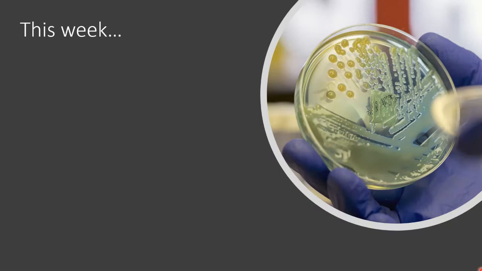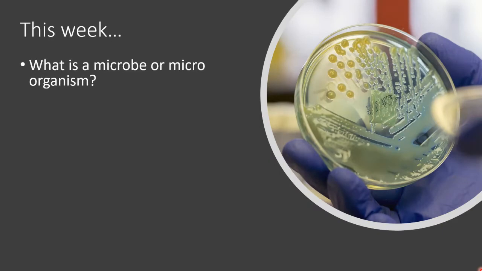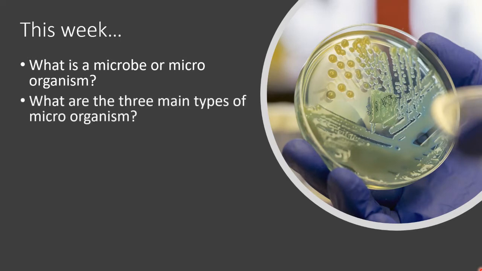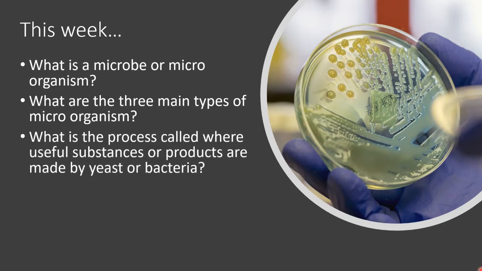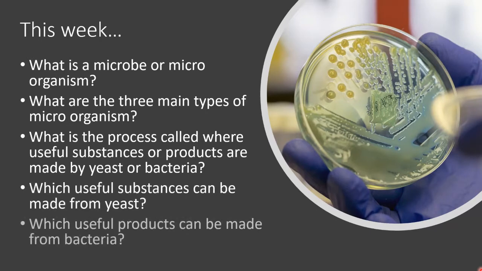So this week we are going to be looking at what is a microbe or a microorganism. That's the same thing, just two different names for the same thing. What is that? What are the three main types of microorganism? What is the process called where useful substances or products are made by yeast or bacteria? And then what are useful substances or products that are made from yeast and bacteria? By the end of these videos and the exercises that you'll complete this week, you should be able to answer each of those questions.